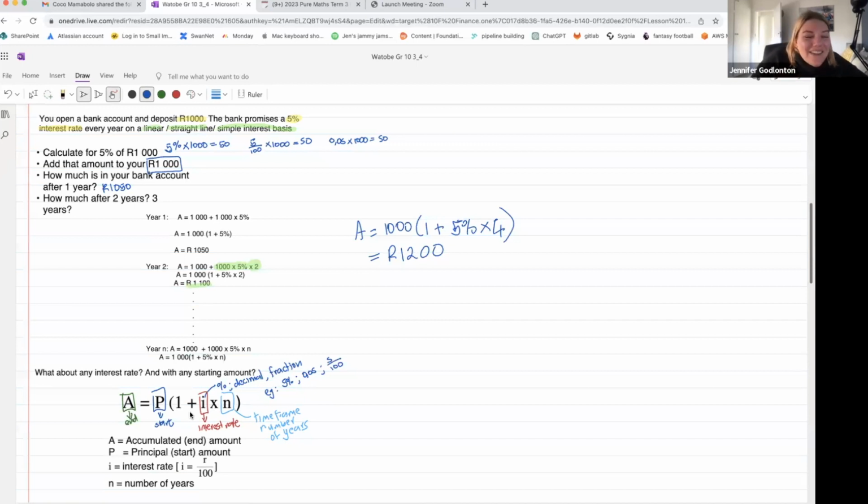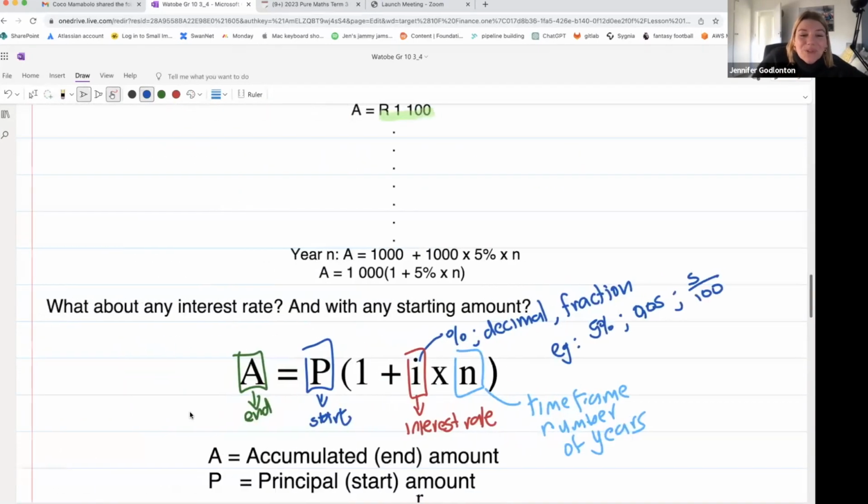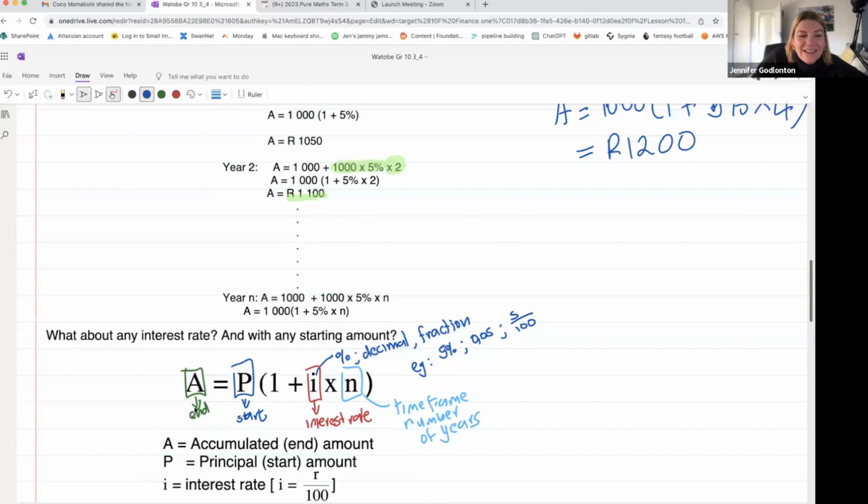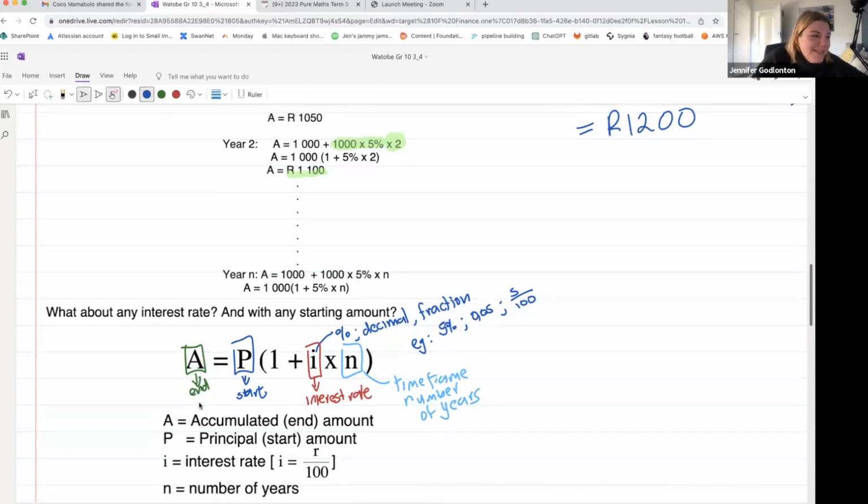Can I just say, financial maths is one of the most useful things you learn in high school maths. I promise.